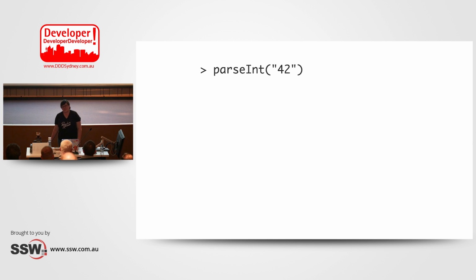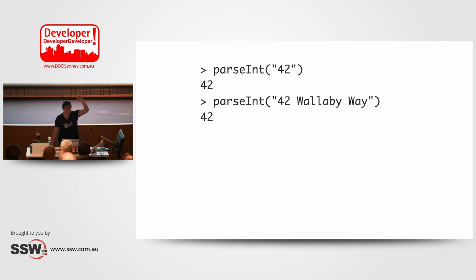Okay. There are some other interesting quirks of JavaScript, such as parseInt. If I wanted to parse the string 42 with parseInt, what will the result be? 42. If I wanted to use the same function call on 42 Wallaby Way, what is the result going to be? 42. Because the parsing stops as soon as it hits a non-numeric character in the string.